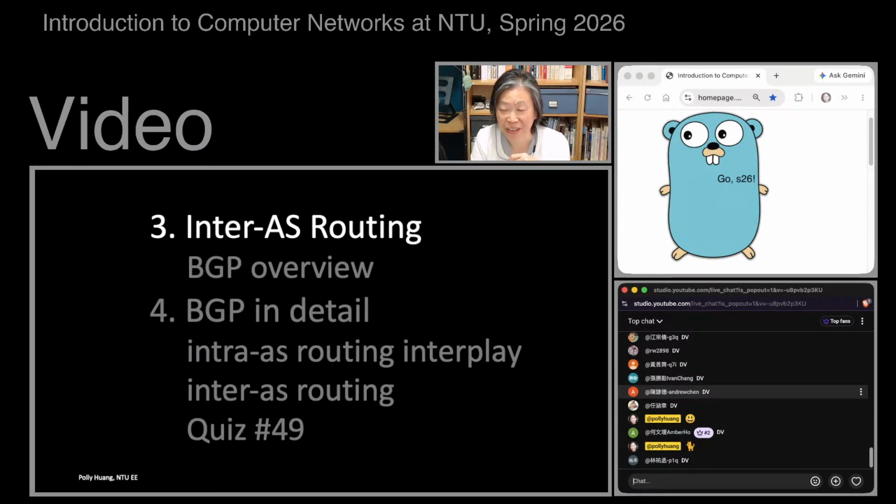So that was the very high-level overview. Next video, Polly will talk a little bit more about this reachability information. You see that there's eBGP that is used to exchange the reachability information between domains. There's also iBGP, used to exchange the reachability information to the intra-AS routers. So in the next video, you see Polly explaining more what this reachability information is about, which is essentially the path vectors.